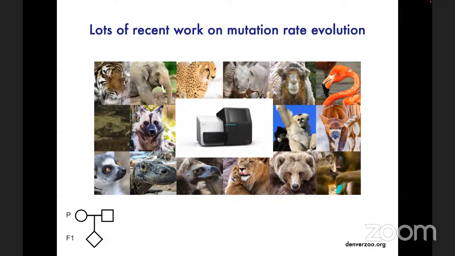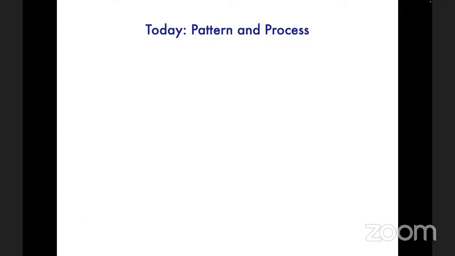You can go and you can estimate the mutation rate of any organism, right? Because you're just asking how many mutations does the kid have that the parents don't have? And it's been done in lots and lots of organisms. So what I want to talk to you about today are some of the most common patterns, especially in mammals. So I'm going to really focus on mammals, tree of life, and then ideas about the processes that are dominating.